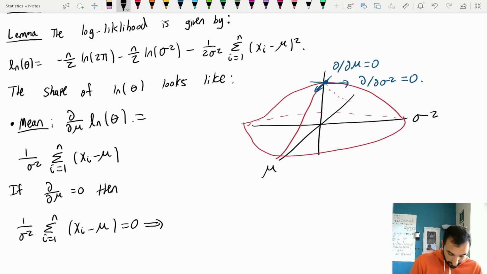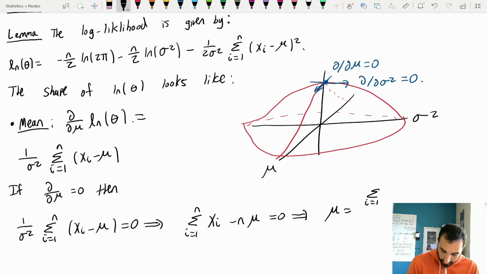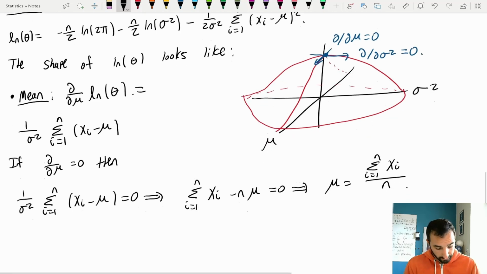So what we get is the summation as i goes from 1 to n of the xi, and I can pull out the summation of the mu's, so minus n times mu is equal to 0, and so I'll get that mu is equal to the summation as i goes from 1 to n of the xi's over n. That's what we thought. Great. So the only time when the partial derivative with respect to mu is 0 is when mu is equal to the sample mean. Now let's take a look at the variance.